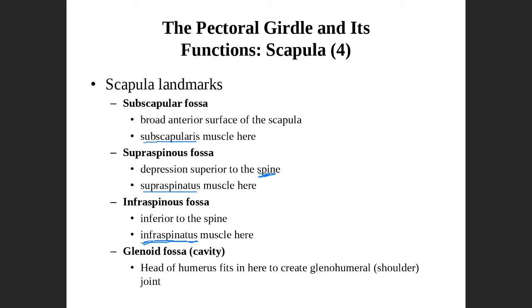Then if you look on the lateral side of the scapula, where the humerus articulates to make up your shoulder joint, we call that the glenoid fossa. So if I'm looking at the scapula, you'll have this depression on it, and this is the glenoid fossa right there. That's where the head of your humerus sits in, and that makes up your shoulder joint. Actually, it's called the glenohumeral joint. It's the most mobile joint in your body.